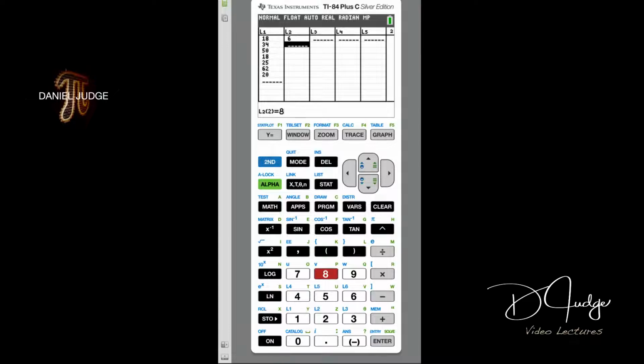There we go. So the 18-year-old ran 6 miles. The 34-year-old ran 8. The 50-year-old ran 4 miles. Sounds about right. The 18-year-old ran 4 miles. Well, that sounds about right too, maybe. The 25-year-old ran 10. The 62-year-old ran 12. That could be accurate. The 20-year-old ran 6 miles. Okay, here's our data.